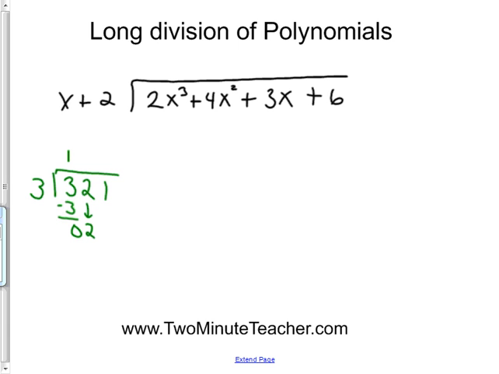And then I ask myself, does 3 go into 2? No, it doesn't. And so I put in a 0 to hold the place. And then I bring down a 1. And now I say, 3 goes into 21. Yes, it goes in there a bunch of times. In fact, it goes in there 7 times.